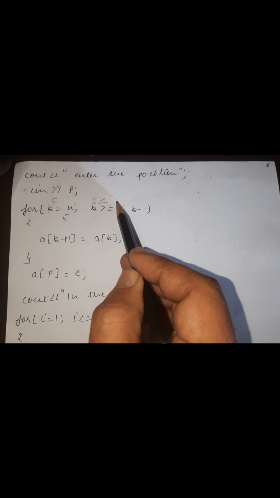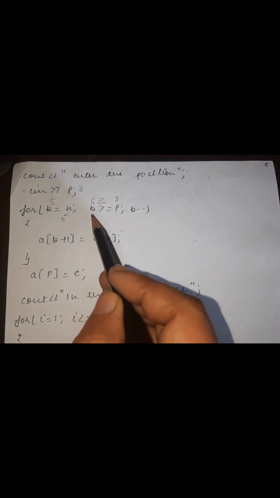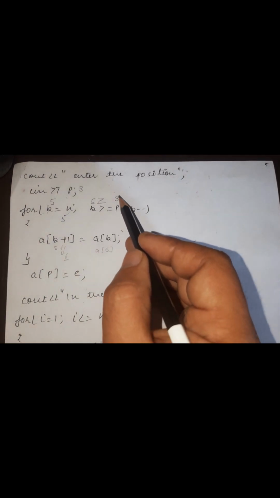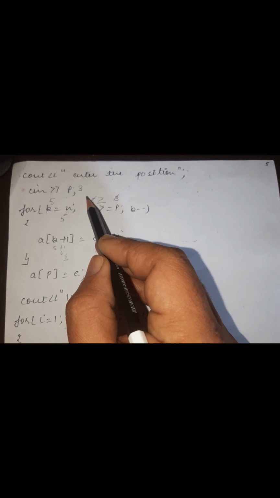Now 5 greater than or equal to, what is the value of p? Suppose you want to insert the value at third position, so p has a value 3. So 5 greater than or equal to 3, condition true. So control goes inside the for loop. Now a of k plus 1 means k has a value 5, 5 plus 1, it becomes 6. A of 6 is equal to a of 5. It means the fifth element moves downwards to the sixth position. After this k is decremented, k becomes 4.